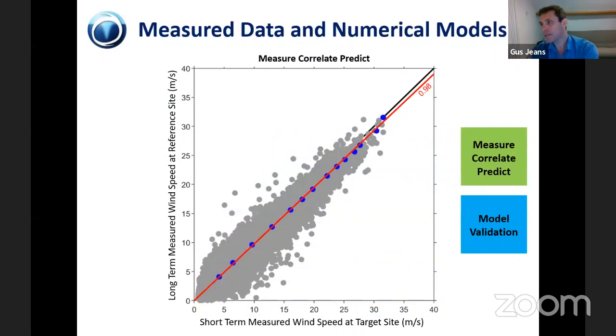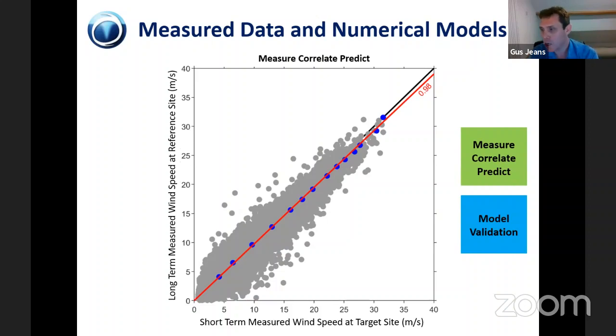So I said earlier I'd mention the measure, correlate, predict, and model validation a little bit, because this is an example of different terminology that's used in the wind resource community and the Metocean community, which I'm arguing here are essentially the same thing.